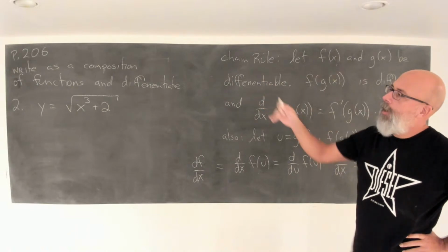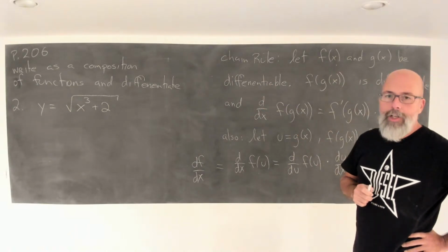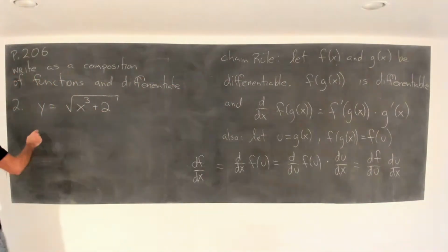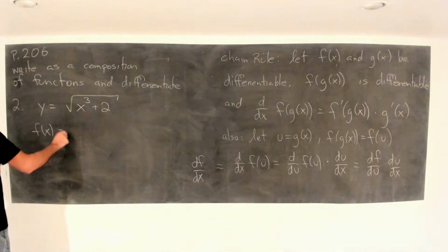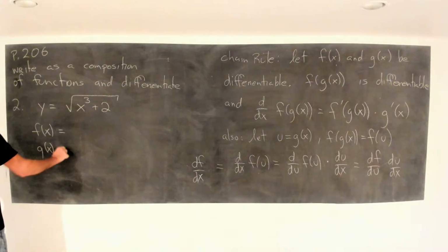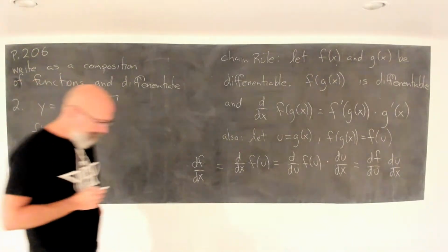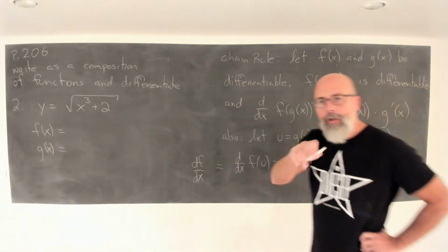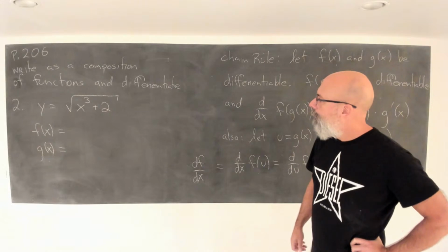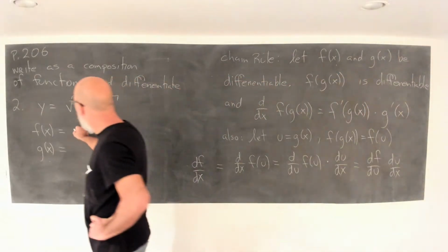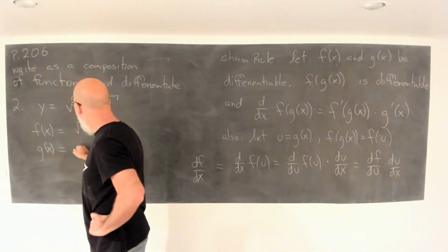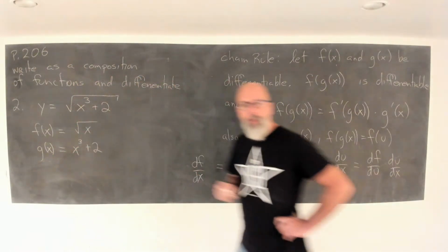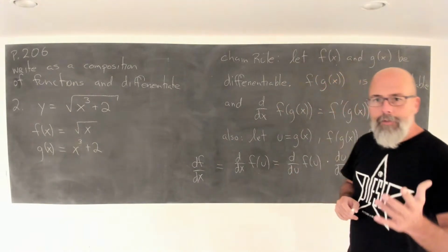All right. So what we want to do now is write y as a composition of simpler functions. Can we realize that? Can we break this up into a composition of f and g? You tell me. f is square root of x, g is x cubed plus 2. Let's convince ourselves.